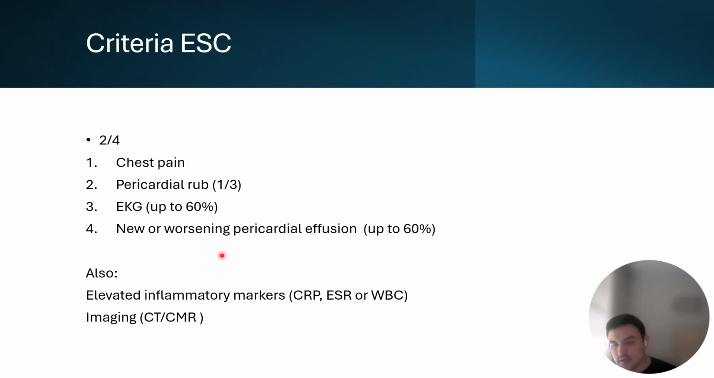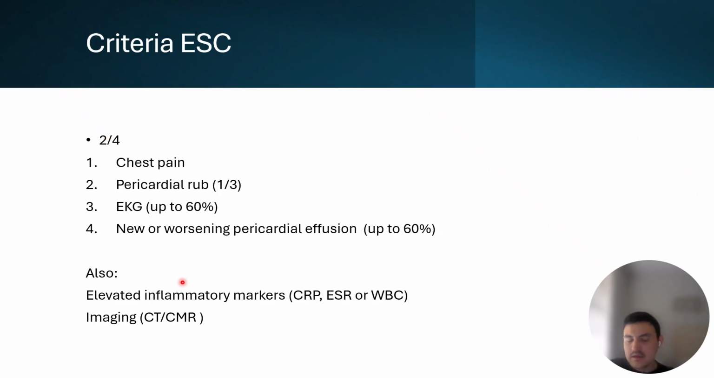In 2015, the European guidelines came with a criteria. 2 out of 4, you diagnose acute pericarditis: characteristic chest pain, pericardial rub, EKG, and new or worsening pericardial effusion. If you have 2 out of 4, you have pericarditis.